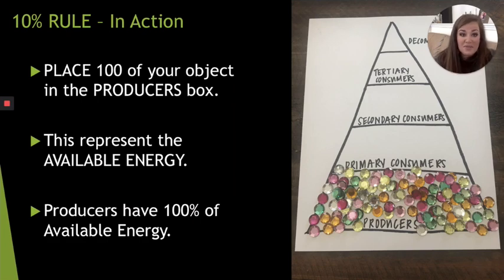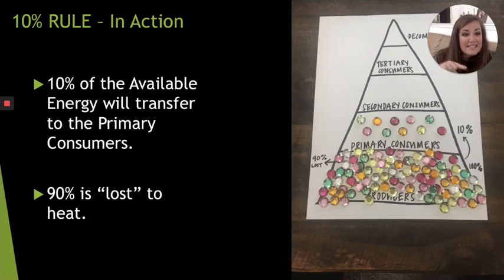So then we have to move to the next phase, and we're going to follow with the 10% rule. So I know that 10% of 100 is 10. You're right. So we're going to take 10 of that 100 units of energy and move it up a level. We have to remember that 90% of that energy is lost to heat. So if you will count my gems in my primary consumers, you'll see that I have exactly 10 units of energy. And that is what the primary consumers received from the producers.